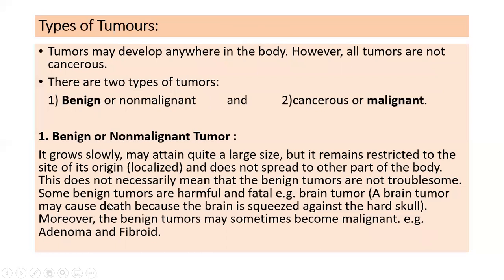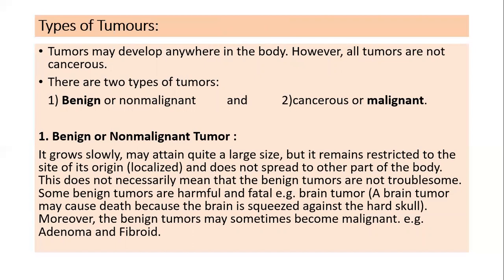Now, what are these benign tumors? Benign tumors grow very slowly and can become large in size as well. They remain restricted to one place. They are localized. They don't spread to other parts of the body. Benign tumors usually are harmless. They don't cause that much trouble, but there are certain benign tumors which can become fatal or dangerous later on, for example, brain tumors. They are benign tumors.